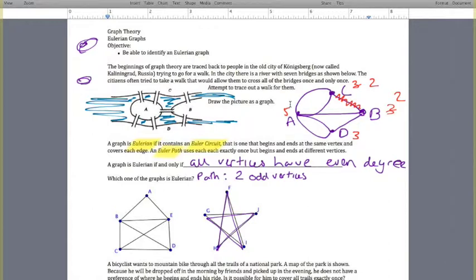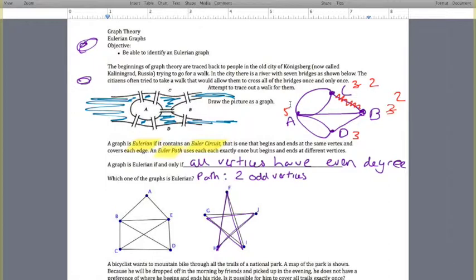Why not? Where do we have problems? What's our degree at D? 3. What's our degree at C? 3. At B? 4. At E? At A? Okay, so we have D and C both had degrees of 3. Everything else had degrees of 4 or 2.